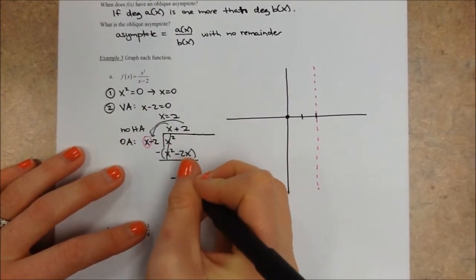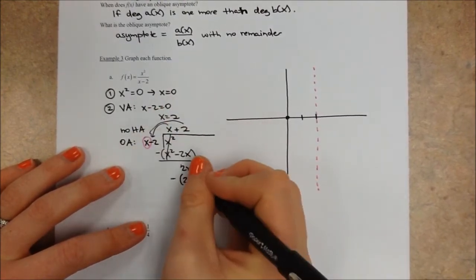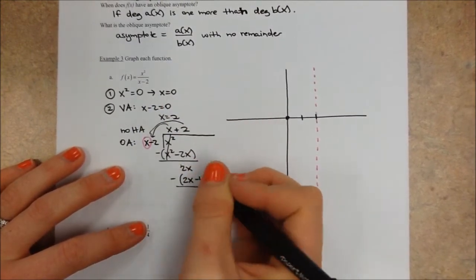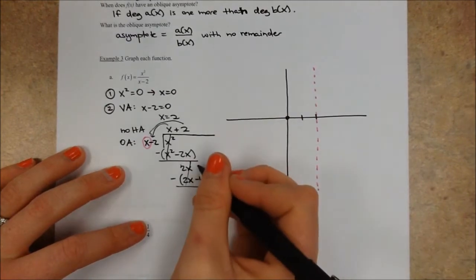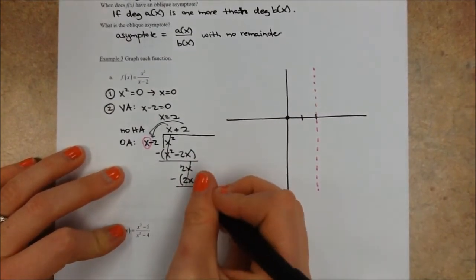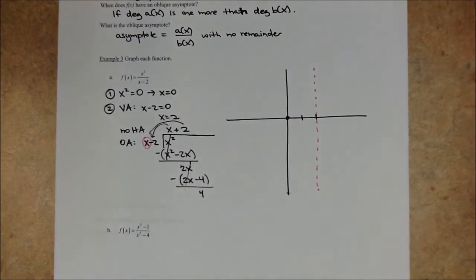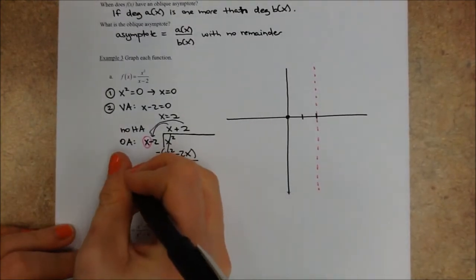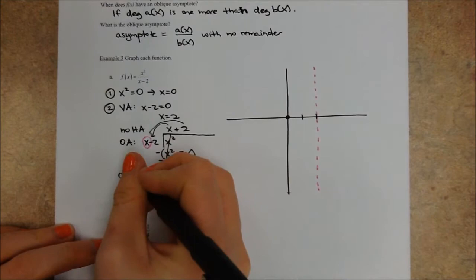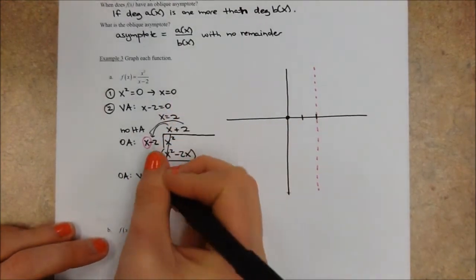2 times x is 2x. 2 times negative 2 is a negative 4. Okay, so these cancel, and then I have nothing minus a negative 4. So my remainder is 4, but the rule says I don't use my remainder anyway. So my oblique asymptote is the line y equals x plus 2.